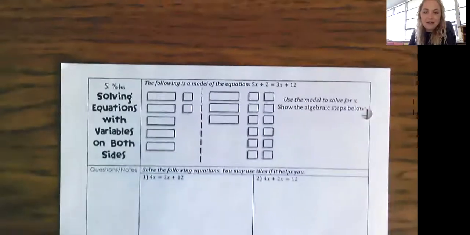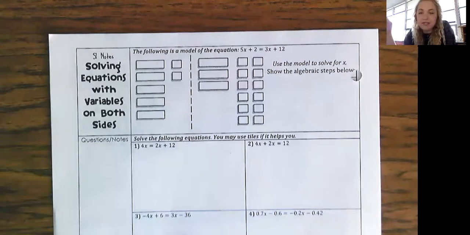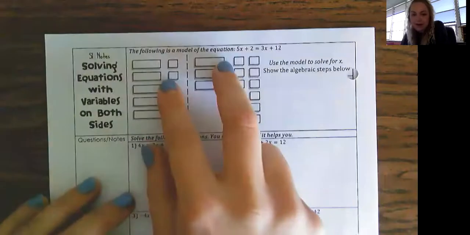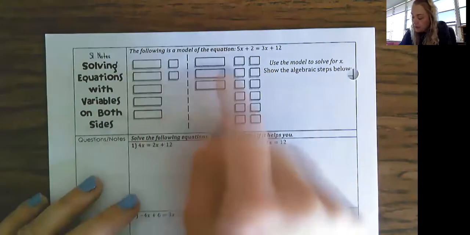Okay, let's look at this first part together. It says, the following is a model of the equation 5x plus 2 equals 3x plus 12. Your job is to use the model to solve for x. Show the algebraic steps below. So looking at this model, we've got 5 x's over here and 2 1's.